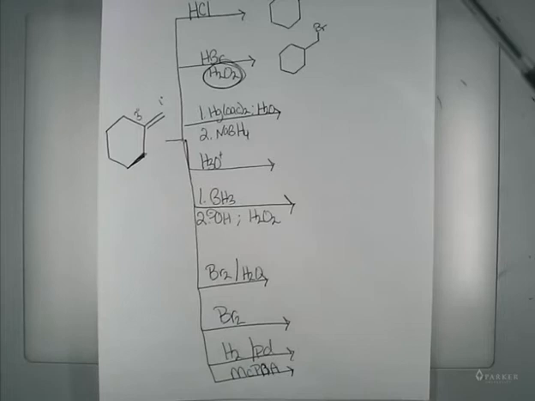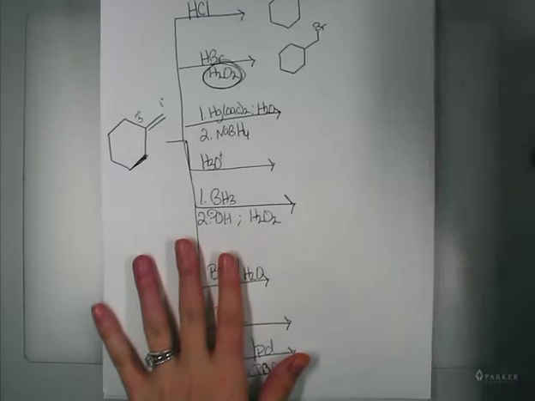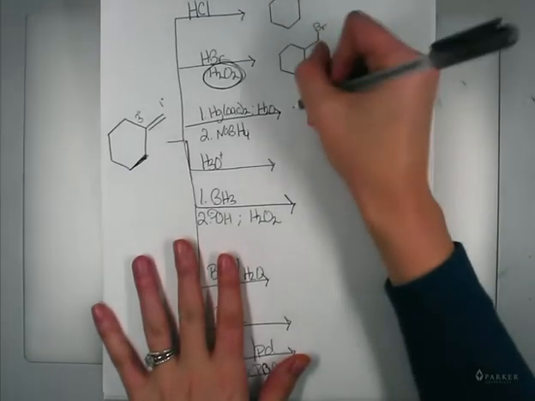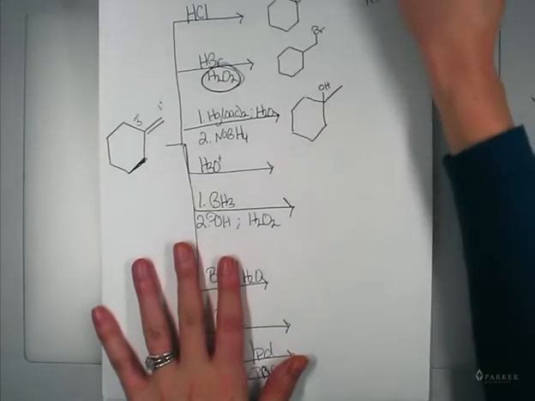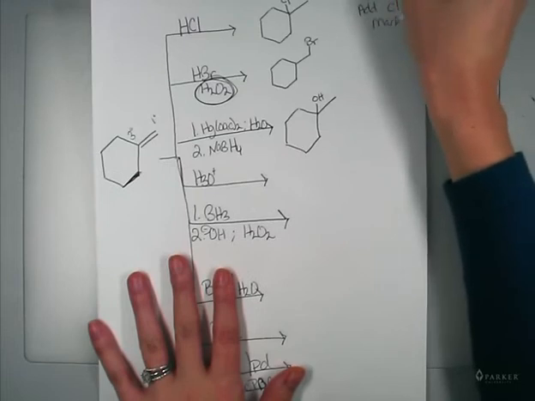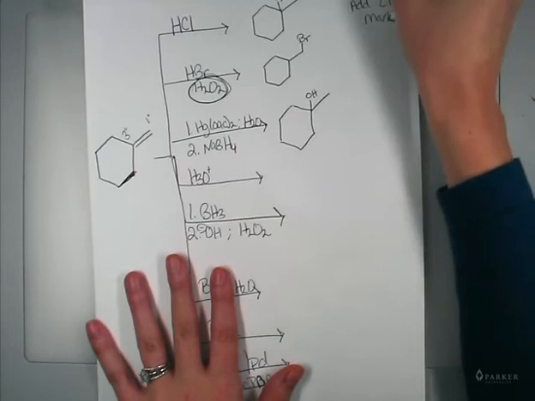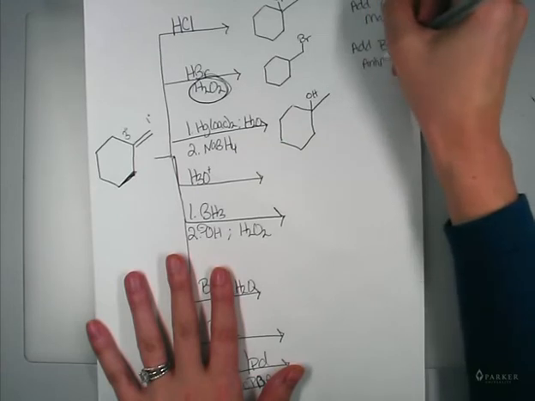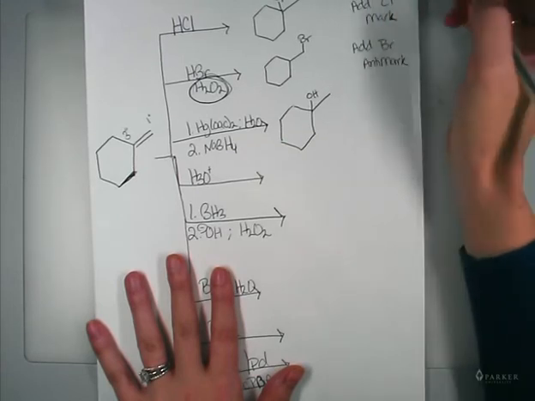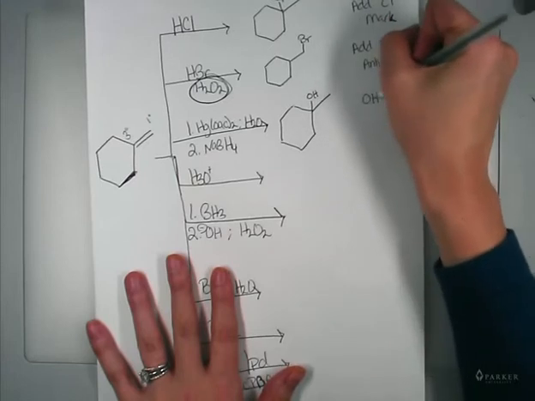Okay. What will the mercury, water, and NaBH4 do? Will it be Markovnikov or anti-Markovnikov? Markovnikov, because there's no peroxide. And what does this add across the double bond? OH. Where am I going to put the OH then? The tertiary. So if you want, this one added chlorine, Markovnikov. This one, we added bromine, anti-Markovnikov. This one added OH, Markovnikov.